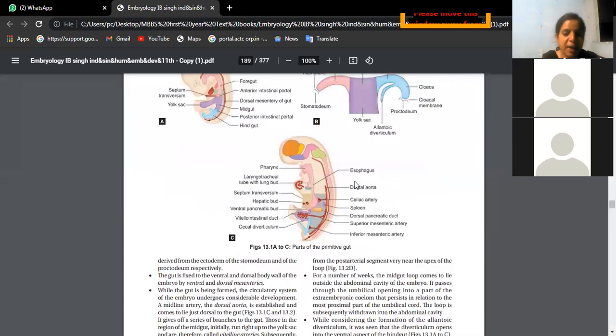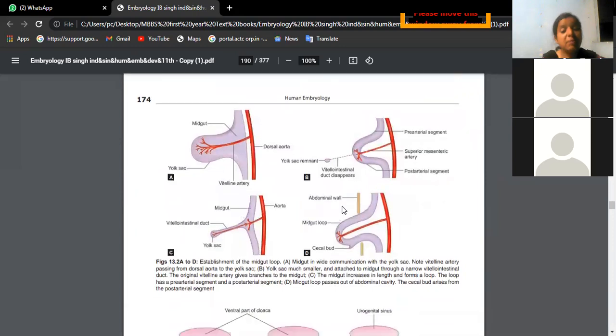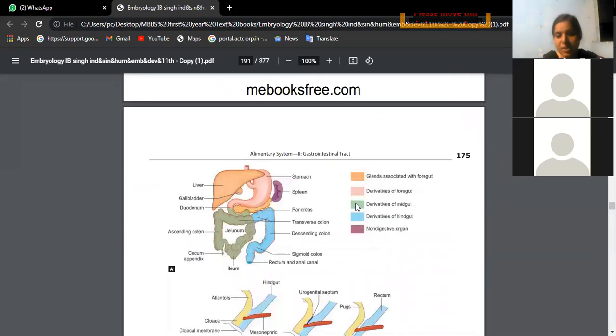Okay. So foregut, midgut, hindgut. See here. You should know the derivatives of foregut. You should know the derivatives of midgut and hindgut. List you should know. So the foregut derivatives are shown in pink color. That means esophagus, stomach, first part and the upper half of the second part of the duodenum. Midgut derivatives are shown in green color. That means second half of the duodenum, third and fourth part of the duodenum, jejunum, ileum, cecum, appendix, ascending colon, right 2/3 of the transverse colon. That is midgut. Hindgut, what do we have? Left 1/3 of the transverse colon, descending colon, sigmoid colon, rectum, and anal canal. These are the derivatives of hindgut.